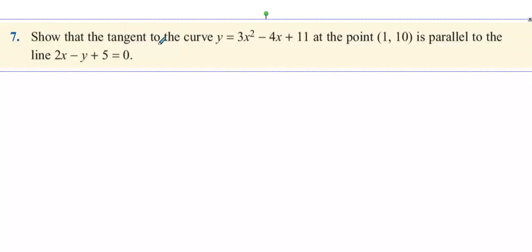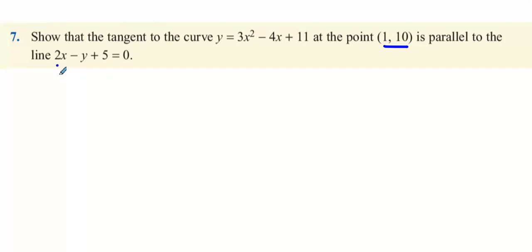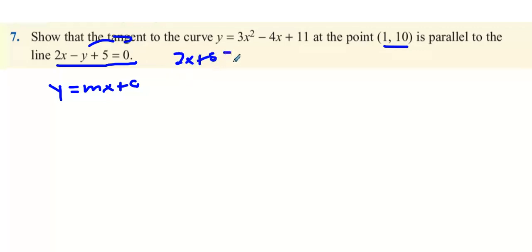Now, question 7, we're hoping. Here it is. Show that the tangent to the curve 3x squared minus 4x plus 11 at the point (1, 0) is parallel to the line 2x minus y plus 5. Now, there's a bit of geometry in this, guys. You remember the formula y equals mx plus c. Well, I've got to get y on its own, so we're going to move y to the right, and we get 2x plus 5 equals y. This is the same thing as y equals 2x plus 5. This means the slope m, the number in front of the x, the 2, means the slope is 2.